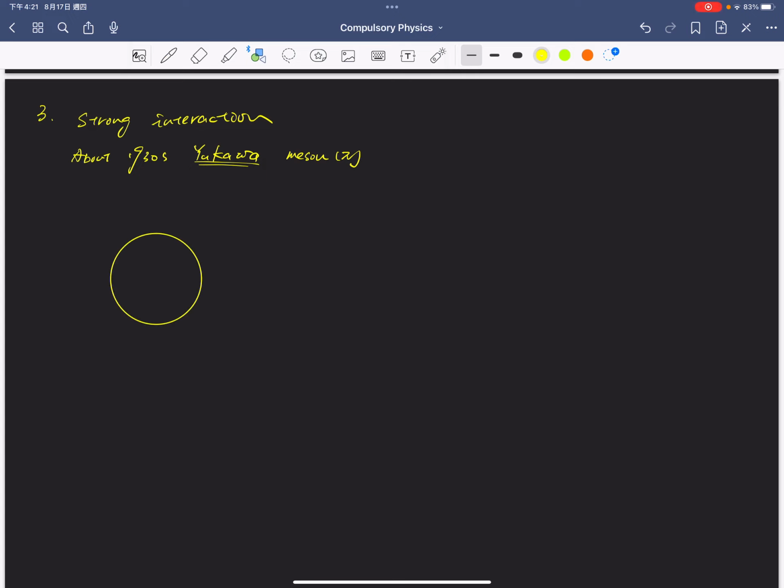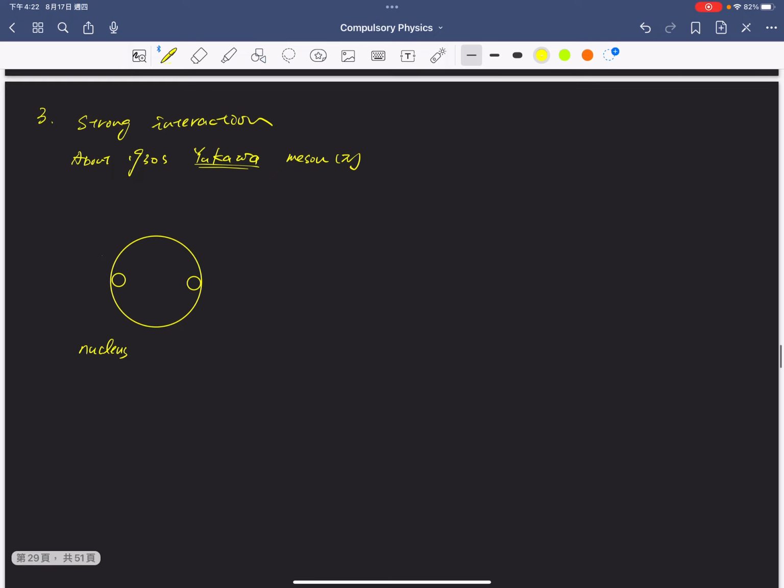If this is the nucleus, and there are some protons in the nucleus. Okay, so in the nucleus, we know there is a force between the protons. We know the proton is positive. So if there are two particles with positive charge, they will repel each other. They will repel each other, and this will induce a force.